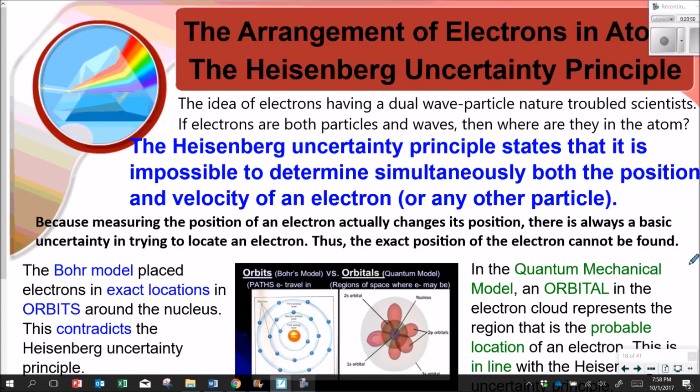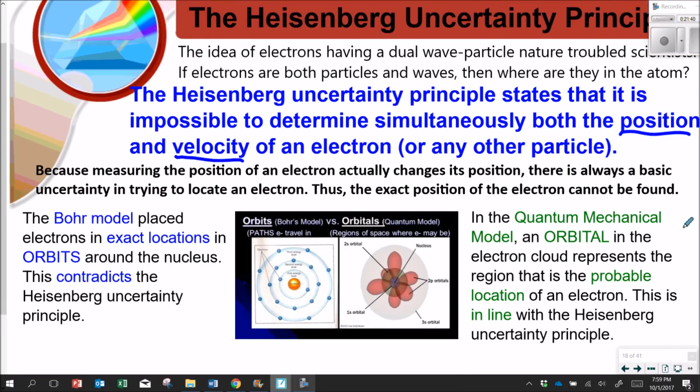So the idea of electrons having a dual wave and particle nature really troubled scientists. If electrons are both particles and waves, then where are they in the atom? So Heisenberg came up with a principle called the Heisenberg uncertainty principle, which states that it is impossible to determine simultaneously both the position and velocity of an electron or any other particle. So because measuring the position of an electron actually changes its position, there is always a basic uncertainty in trying to locate an electron, and so its exact position cannot be found.